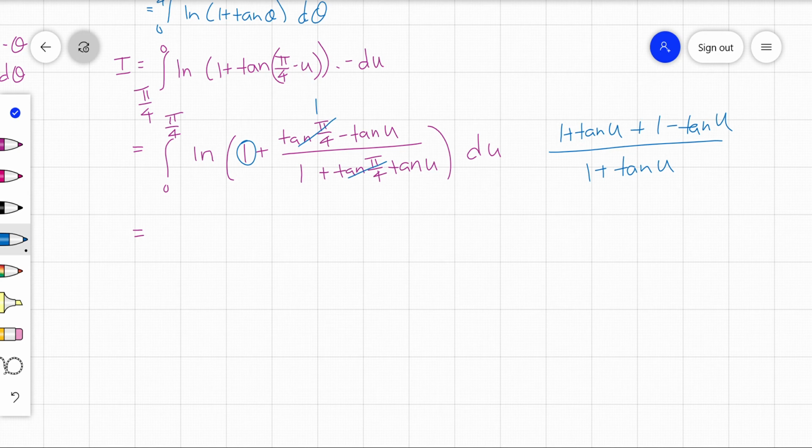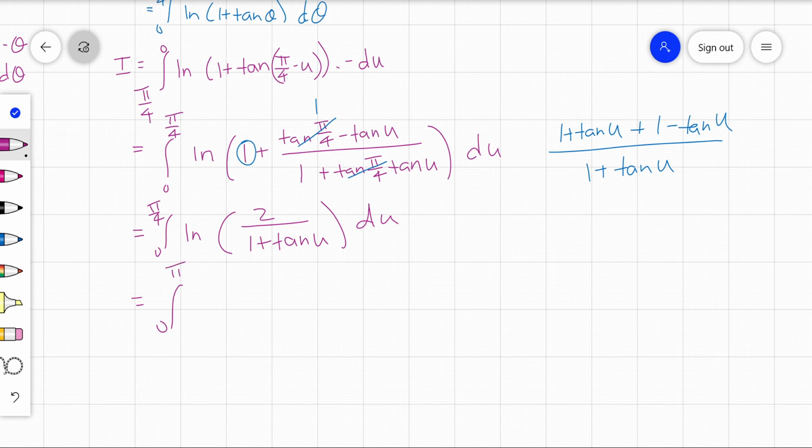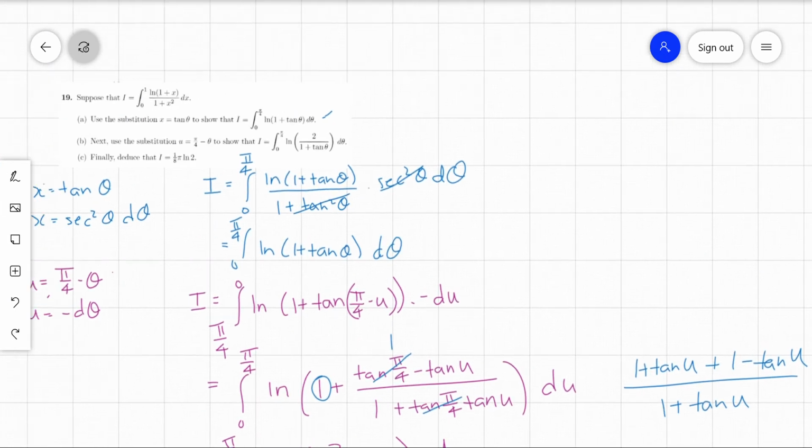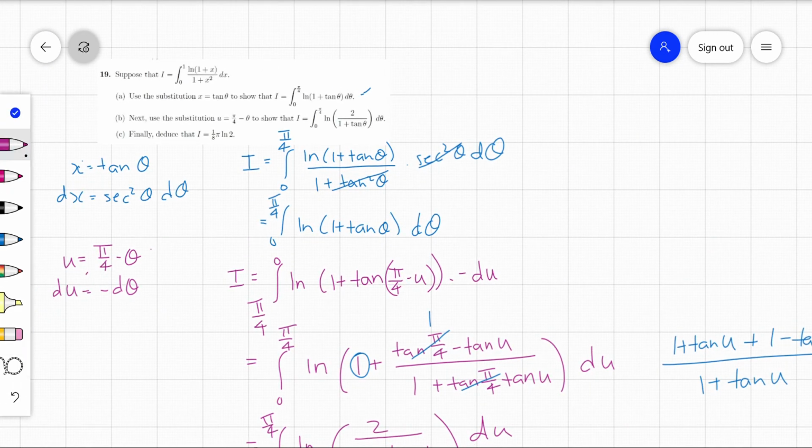So this becomes the integral from 0 to pi on 4 of log of 2 over 1 plus tan u du. And remember, u is just a letter that we can exchange for any other variable. So we can just make it 1 plus tan theta d theta, and it's exactly the same thing. So there we've shown our second one.